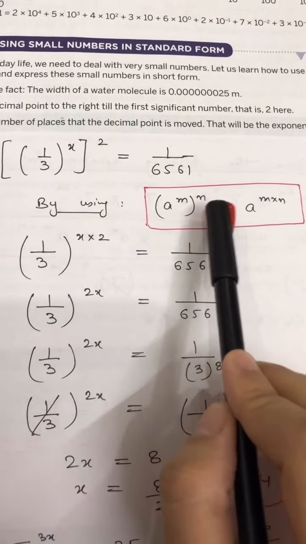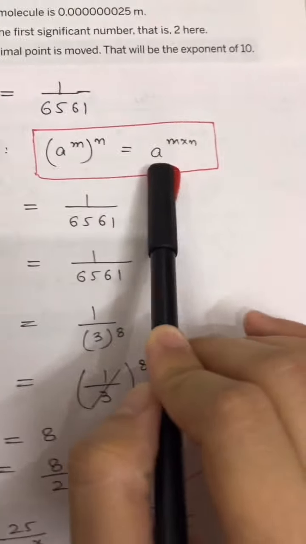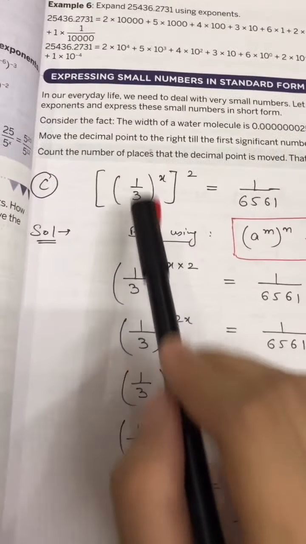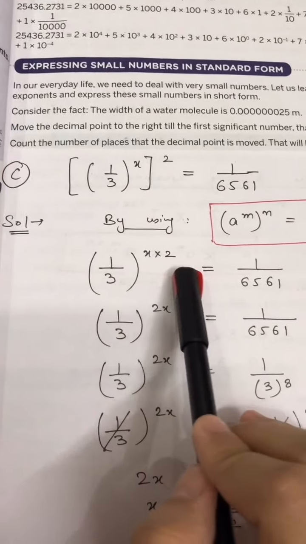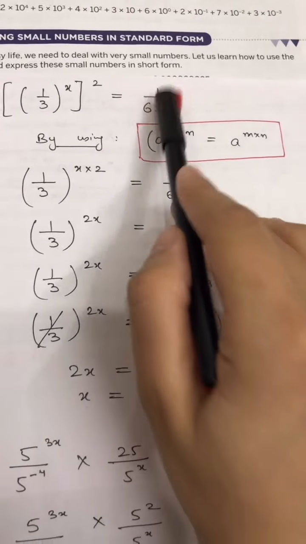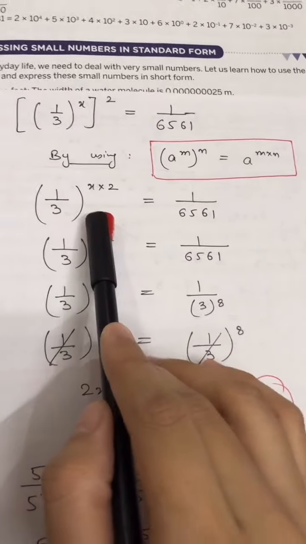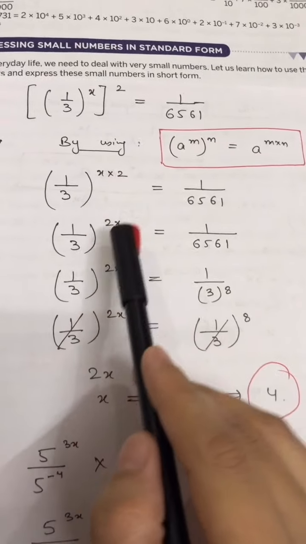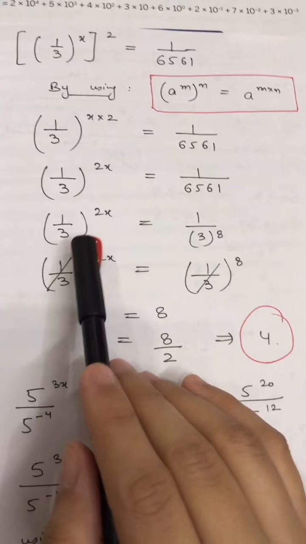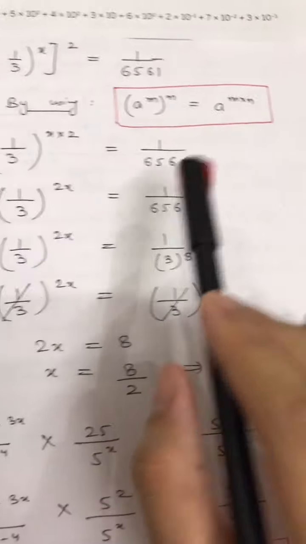So what will the answer be? a raised to power m multiplied by n. So I'm writing here 1 upon 3 raised to x multiplied by 2. The answer will be 1 upon 6561; this is your right hand side, and this is your left hand side. Now x into 2 means 2x. The rest is the same as it is. The next step is 1 upon 3 raised to power 2x. Now come to this side.